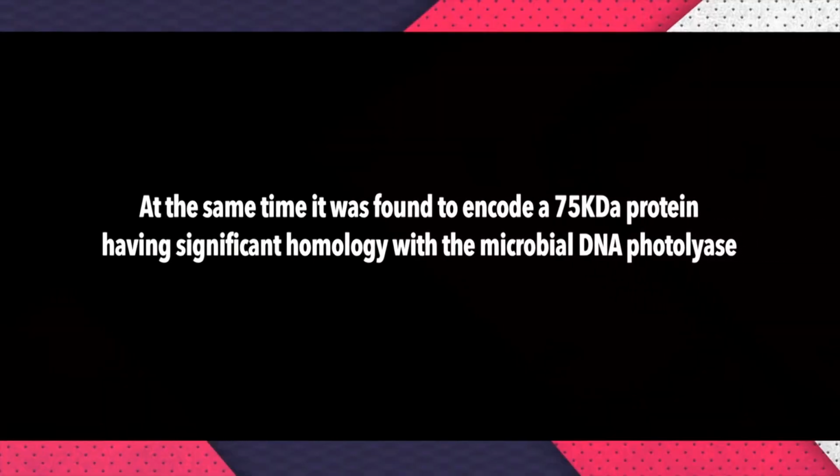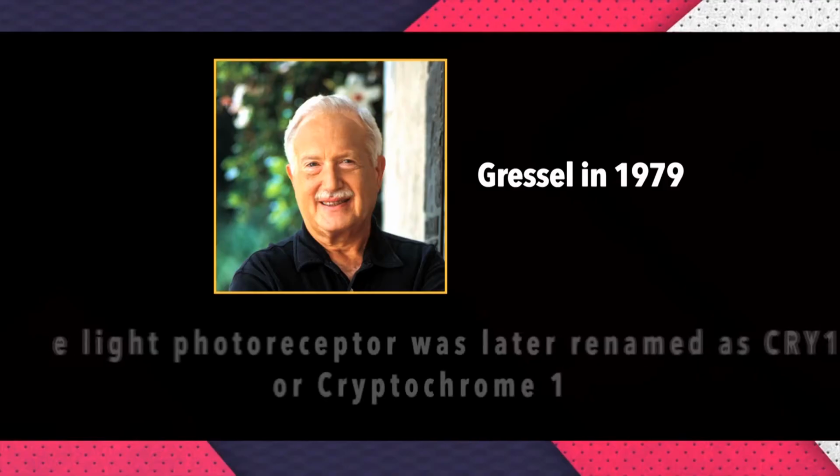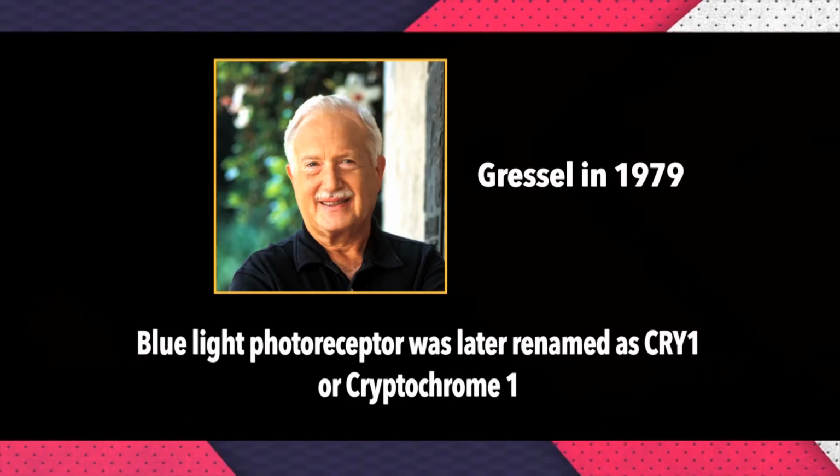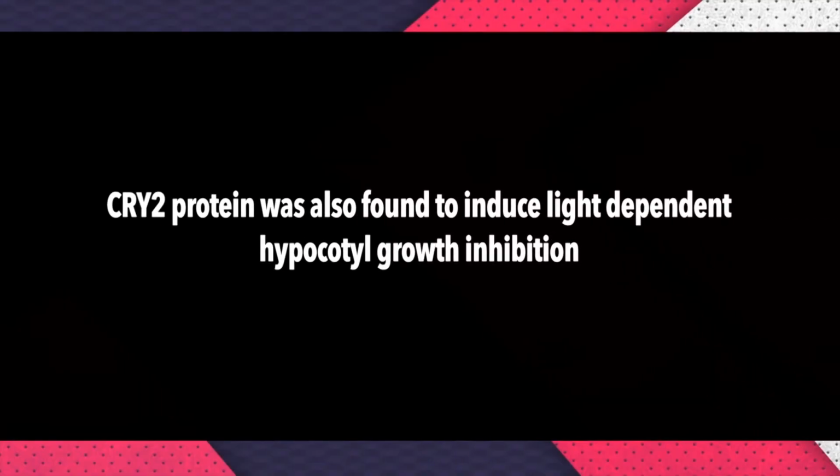At the same time, it was found to encode a 75 kDa protein having significant homology with the microbial DNA photolyase. In view of its similarity to the microbial DNA photolyase, the HY4 protein was considered to be the blue light receptor inhibiting stem elongation. This blue light photoreceptor was later renamed as cry1 or cryptochrome 1 by Gressel in 1979. Subsequently, in the year 1996, another blue light receptor, cry2, was identified in Arabidopsis by Lin and co-workers. The cry2 protein was also found to induce light-dependent hypocotyl growth inhibition.